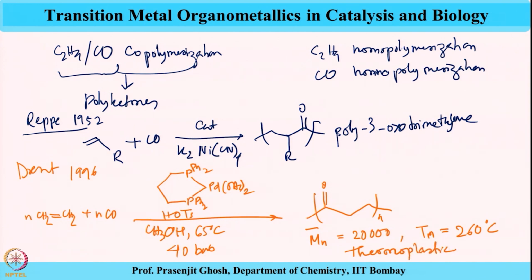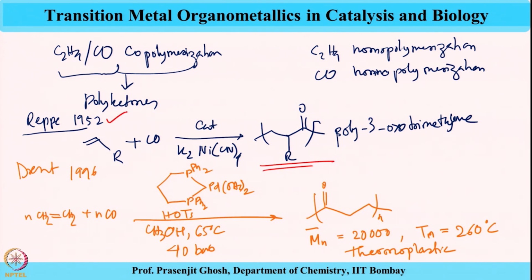So, the breakthrough in being able to make polyketone successfully, in being able to polymerize it, came much later in 1996 as a report from Drent. Now, there are two aspects to it. The first observation was, however, made by Rapi in 1952.